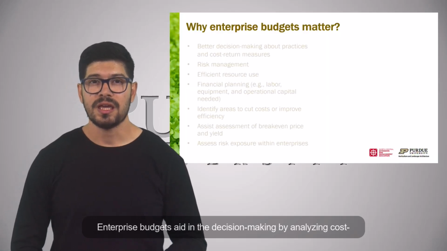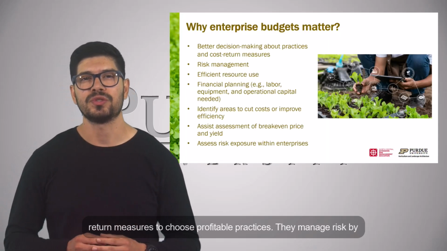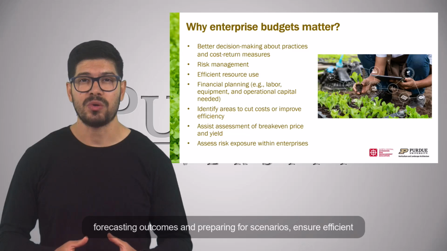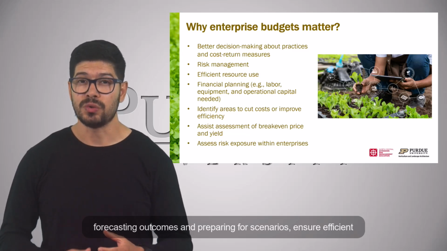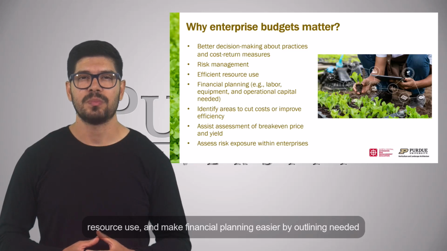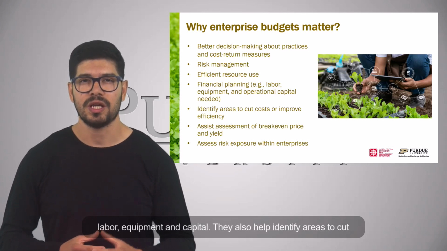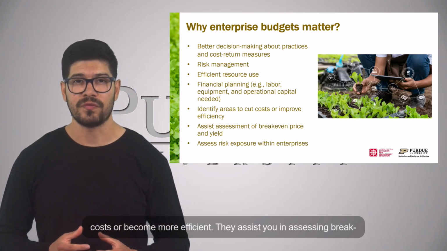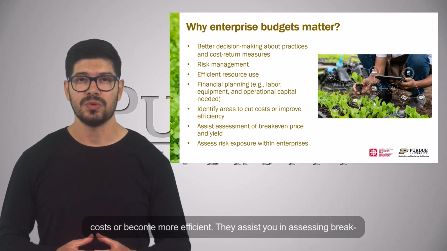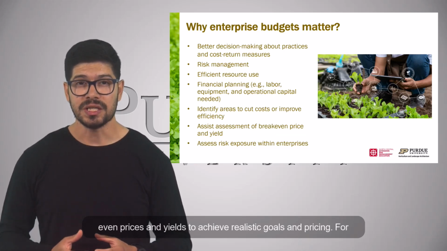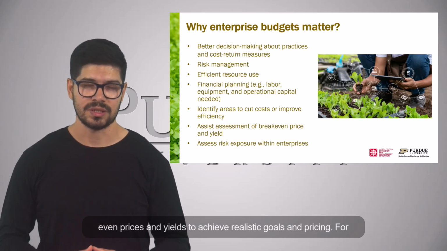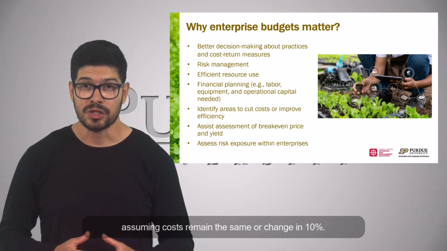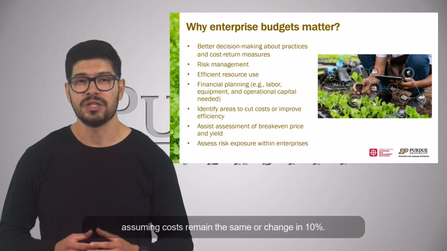Enterprise budgets aid in decision making by analyzing cost-return measures to choose profitable practices. They manage risk by forecasting outcomes and preparing for scenarios, ensure efficient resource use, and make financial planning easier by outlining needed labor, equipment, and capital. They also help identify areas to cut costs or become more efficient. They assist you in assessing break-even prices and yields to achieve realistic goals and pricing. For example, how a 10% change in price affects the break-even point, assuming the costs remain the same or change by 10%.